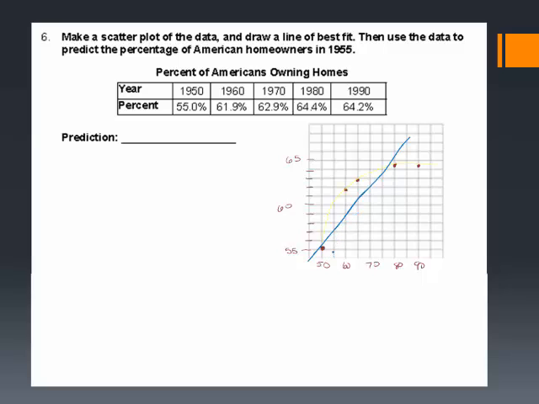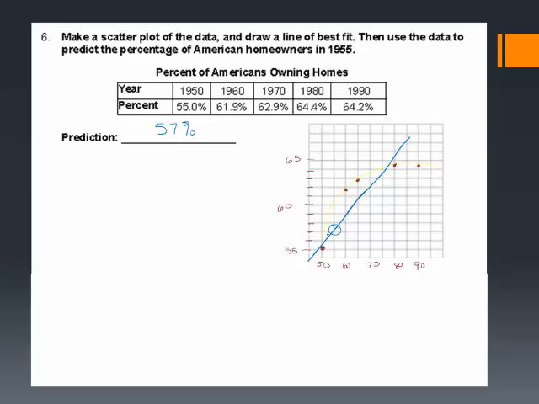And we can make a prediction about 1955. Now, if I look at 1955 is right here, I'm in this zone. I'm at 51, 52, 53%. No, sorry, 55, 56, 57%. So my prediction would be 57% of people in 1955 owned homes.